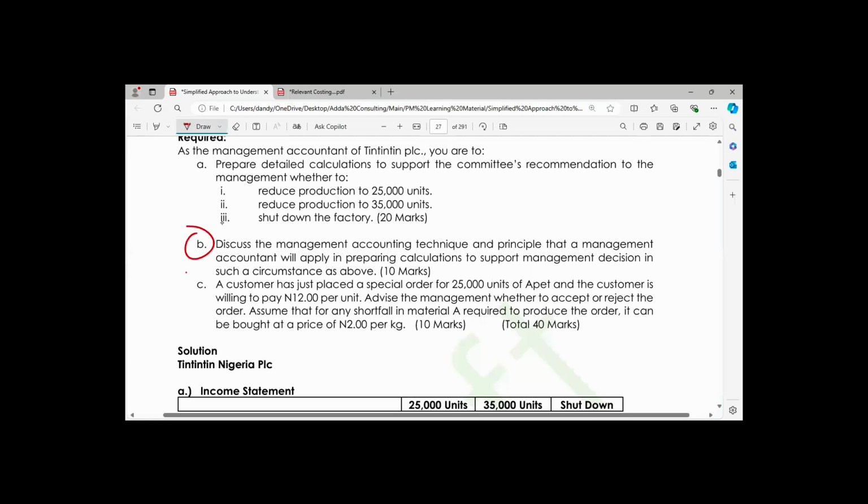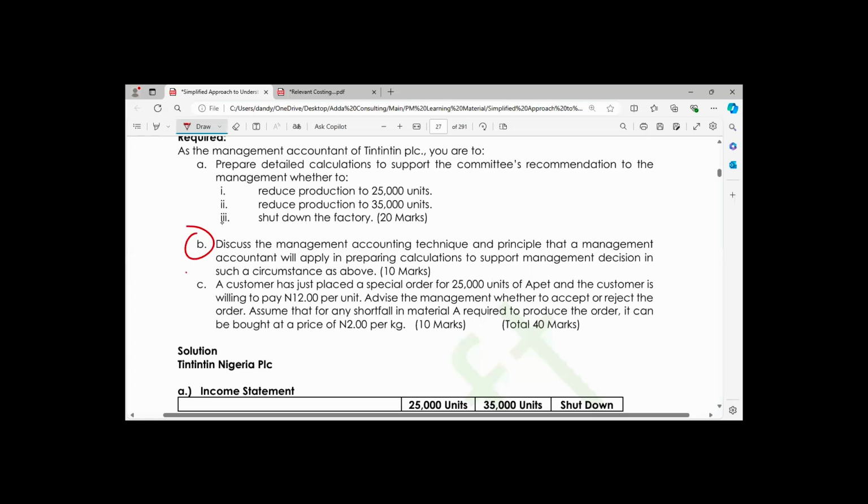The examiner is asking you to discuss the management accounting technique and principle that can be applied in the situation as above. So I've already explained to you earlier today what you are supposed to do. In this particular requirement, if you don't know what you are doing in the question, there is no way you can earn this cheap 10 marks. The examiner is asking you the management accounting technique. Remember, this question has to do with decision making.